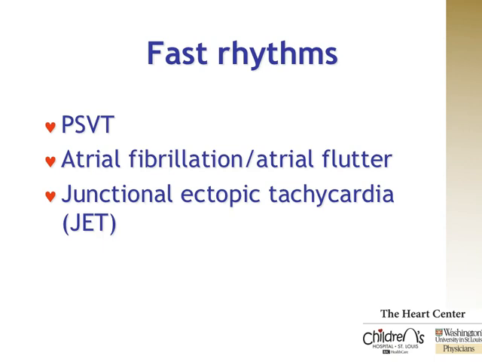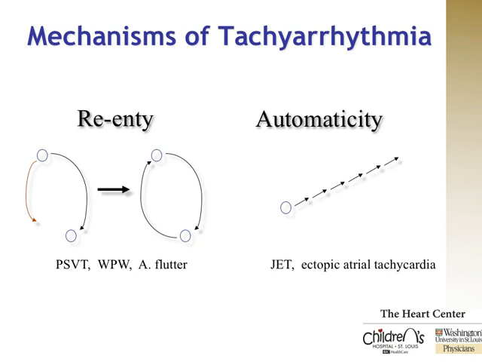Fast rhythms, PSVTs, atrial fibrillation or flutter, or junctional ectopic tachycardia are some of the more common fast rhythms we see in postoperative patients. One thing that's helpful in looking at fast rhythms is understanding the mechanisms of tachycardia. This slide tries to demonstrate two general categories of tachyarrhythmia mechanisms: one's reentry and one's automaticity. It's helpful to understand these because it can help in both diagnosing and guiding management of the arrhythmia.